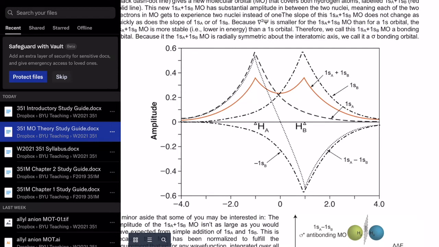And then the other dot dash is sort of the opposite of the wave function for hydrogen B, which just shows you that if you add this one to that one, you get a node in the middle. But just right now, compare the red line to the solid dash dash dash line, and you can see the slope changes more abruptly for the 1s orbital than it does for the 1s plus 1s orbital. Saw a hand? No? Yeah.